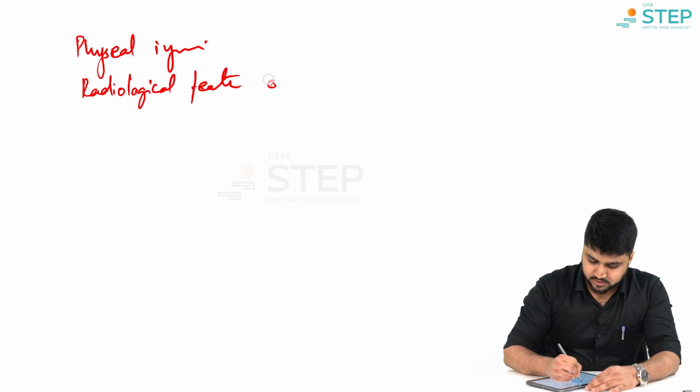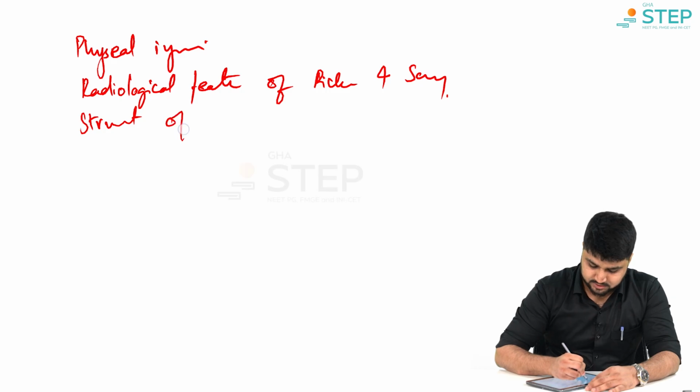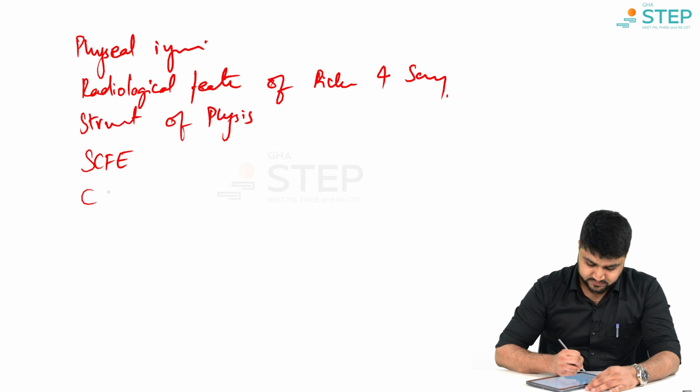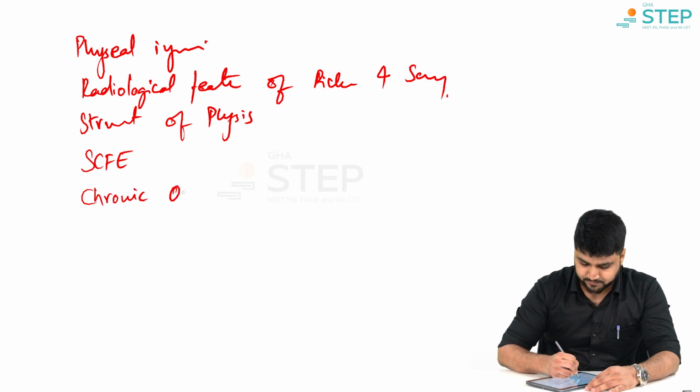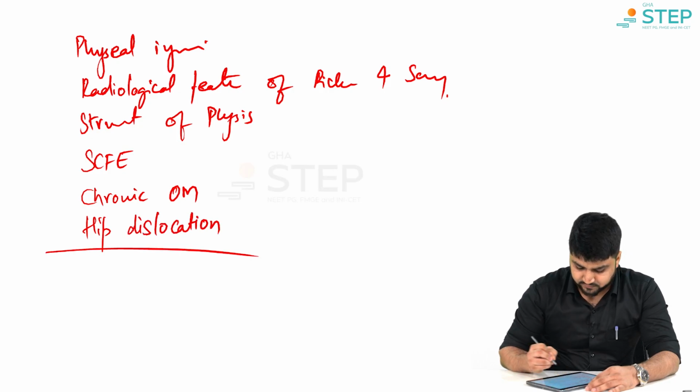So, that brings us to the end of today's session. Today we have learnt about the different types of physeal injuries. We have learnt about radiological features of rickets and scurvy. We have learnt about the structure of the physis and the diseases that are associated with it. We have learnt about slipped capital femoral epiphysis. We have learnt about chronic osteomyelitis, and we have also learnt about hip dislocation. All important topics from your NEET PG exam point of view.